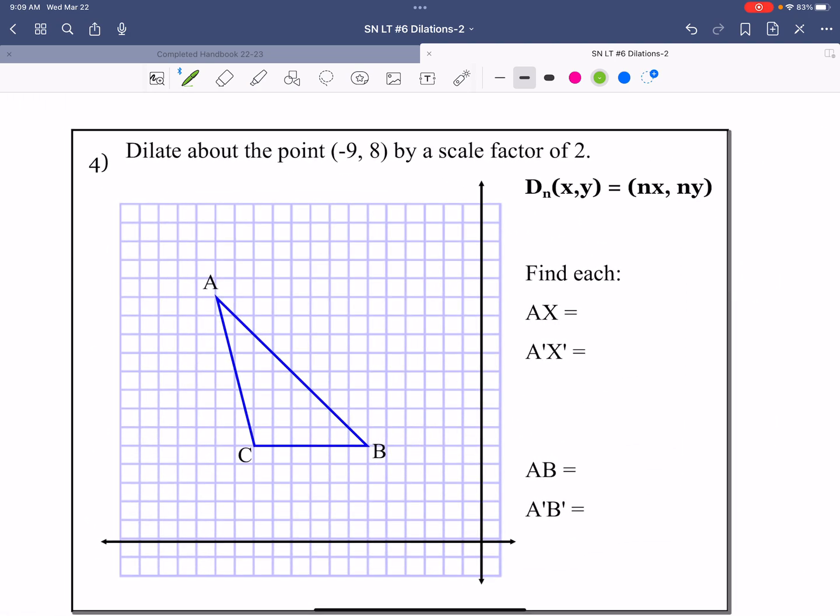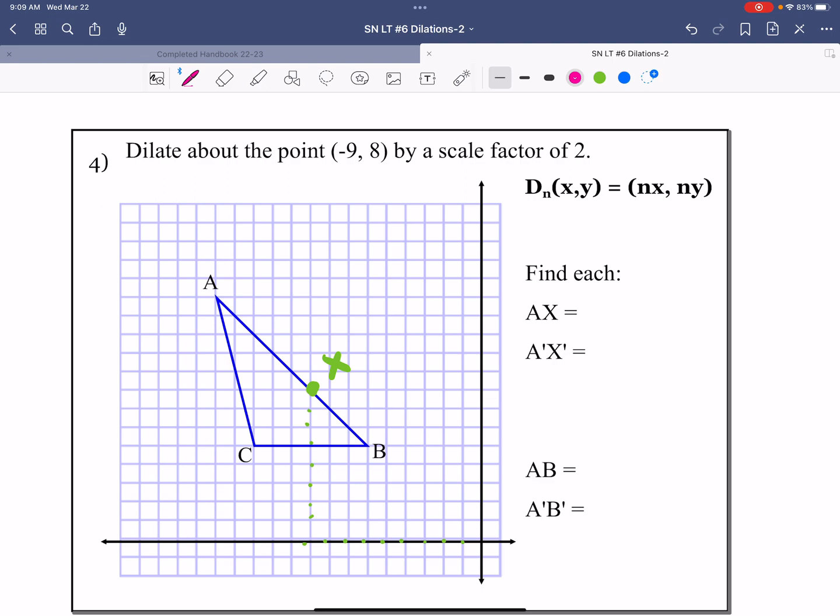Dilate about the point (-9, 8) by a scale factor of 2. So 1, 2, 3, 4, 5, 6, 7, 8, 9. 1, 2, 3, 4, 5, 6, 7, 8. There is the point of dilation, X. We're going to call that X. Pause the movie, press play when you are finished.